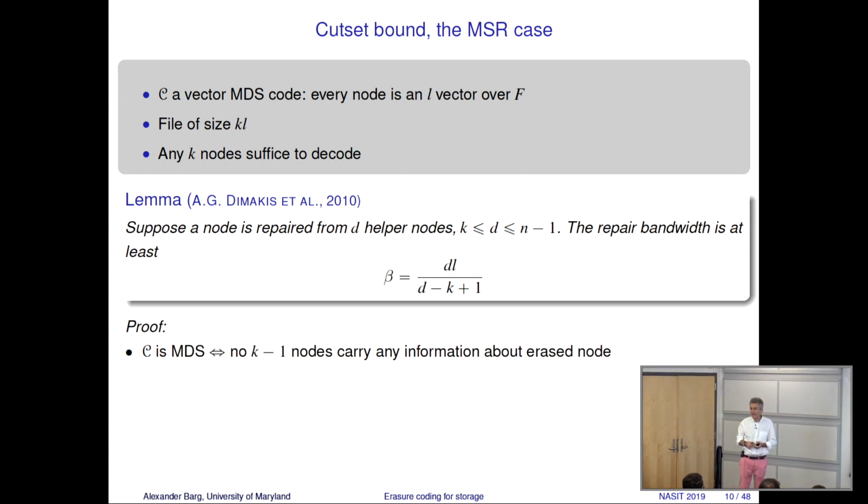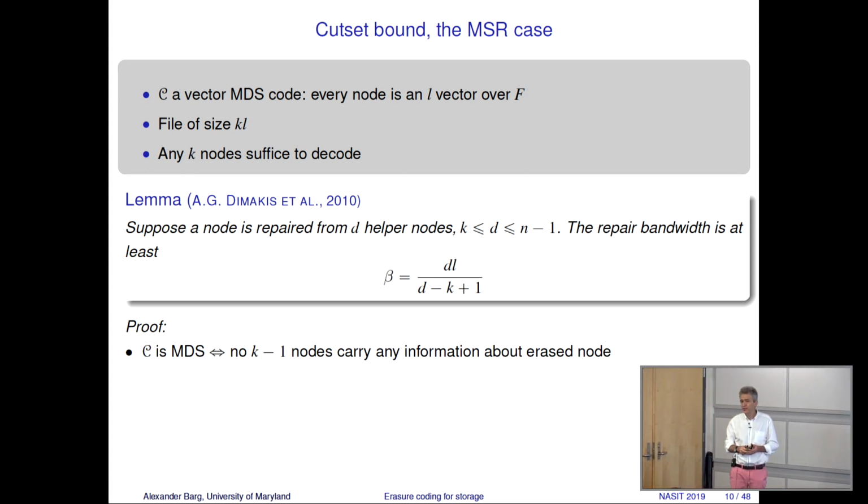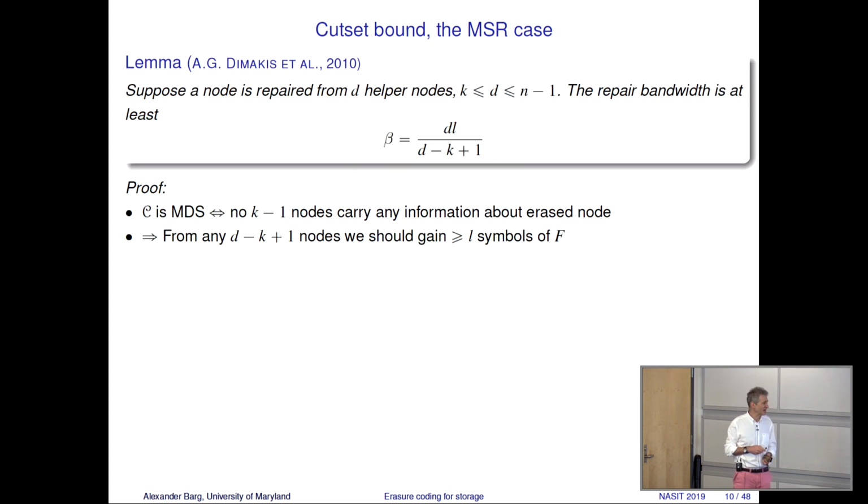So what does that mean? Any k gives the full information about the code word. So k minus 1 give no information about the erased node. To learn the erased node, we would need the k-th symbol. So from k minus 1, we learn nothing. Therefore, from any d minus k plus 1, we should gain the L symbols of the erased node, from the remaining within the helper set, right? K minus 1 do not give anything. So everything is given by the remaining.